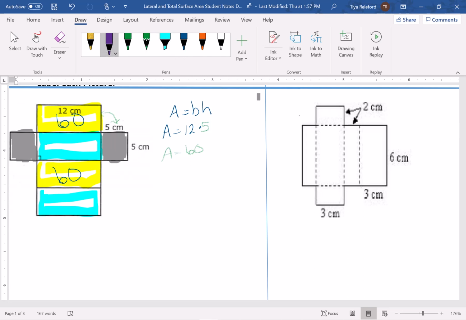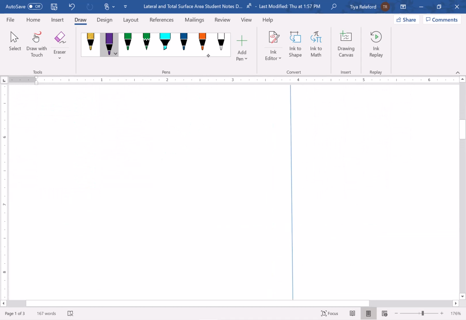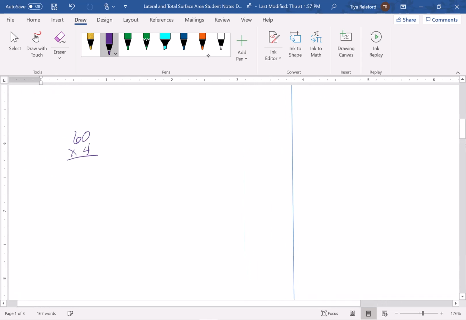Then we're going to do the blue rectangles, which actually also happen to be 60. It's not always that way, but here they're all congruent. So for our lateral surface area, you're going to multiply 60 times 4.